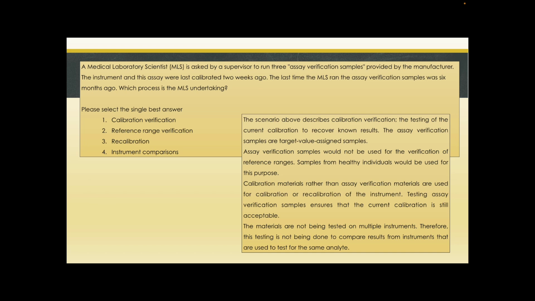Calibration materials rather than assay verification materials are used for calibration or recalibration of the instrument. Testing assay verification samples ensures that the current calibration is still acceptable. The materials are not being tested on multiple instruments. Therefore, this testing is not being done to compare results from instruments that are used to test for the same analyte.